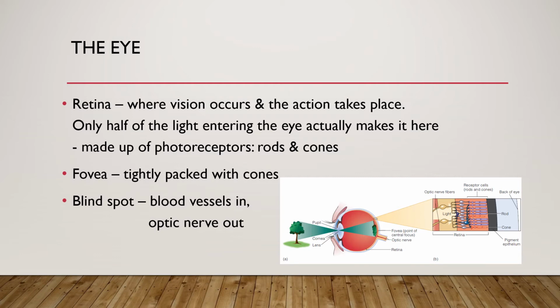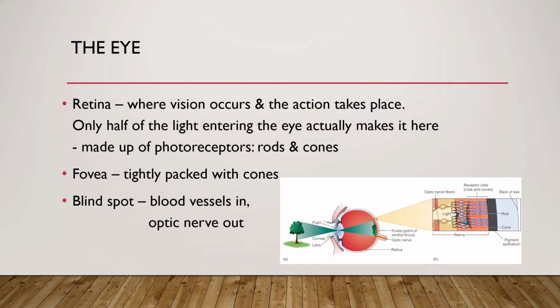If we continue to move to the back of the eye, what's actually being shown in that magnification is the retina. This is where vision actually occurs, where the action takes place. Really only half of the light that enters the eye makes it here, because it's going through both of those humors, and then, if you look at the very back magnification, through those neurons before it can hit the rods and the cones, which are the photoreceptors. That's where we are doing the transduction, where vision is occurring.